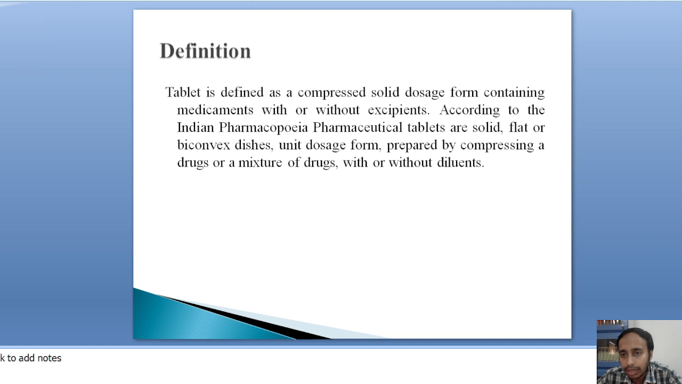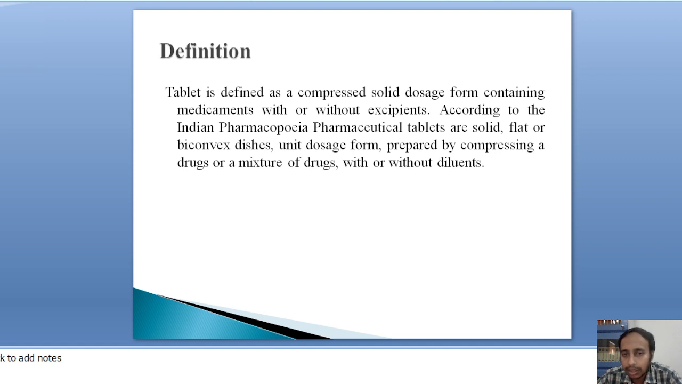That means we press the granules into a tablet. I will discuss the granulation method later. In granulation, we prepare spherical powders, not fine powders. These spherical powders have good flow property and good adhesion property. So when we press them, they will form a tablet and provide a hard structure. That's why it is called compressing a drug or a mixture of drugs.